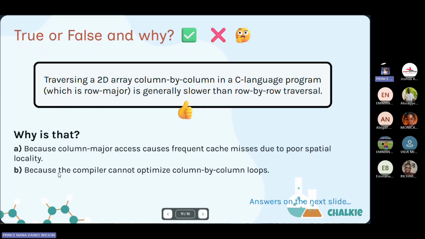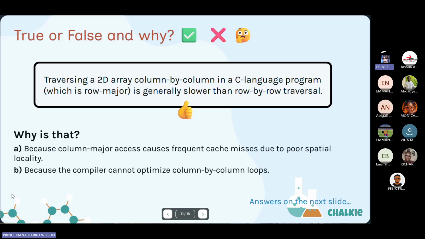And they said because the compiler cannot optimize column by column loops. Okay, so it cannot optimize. Can optimize means it cannot make a good use of them for efficiency, basically. Therefore, you are not advised to use column major in a language program that strictly goes with row by row. So remember, languages like C, they use row by row. Okay. However, higher ones, yeah, they use other things like column major. Okay.